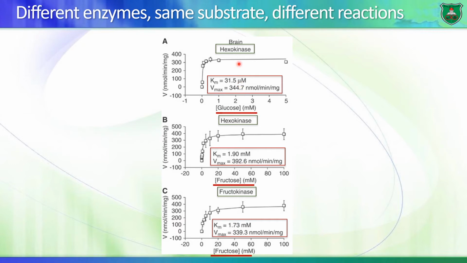Now, notice here, by the way, you need to pay attention when we compare the first two reactions, the hexokinase reactions, phosphorylating glucose and phosphorylating fructose. Look at the Km values, 1.9, 31.5. But pay attention to the units. Here it's micromolar. Here it's millimolar. So the affinity towards glucose is much higher than its affinity towards fructose.